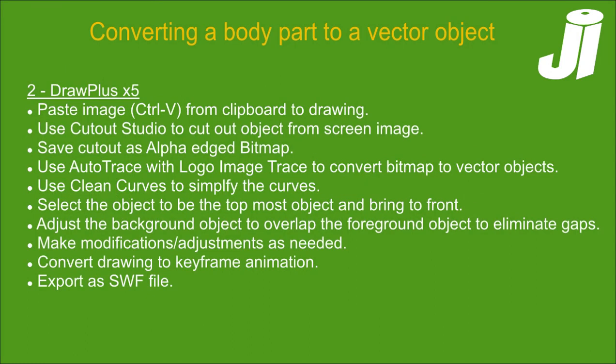Then switch over to Draw Plus and paste the image onto your drawing using Ctrl V and left clicking on your drawing. Use the Cutout Studio to cut the object out of the screen image and save as an alpha edge bitmap. Then use the Auto Trace with Logo Image Trace to convert the bitmap to vector objects. Each solid color will be converted to its own vector object. Put the object back on your drawing and use Clean Curves to simplify the curves.